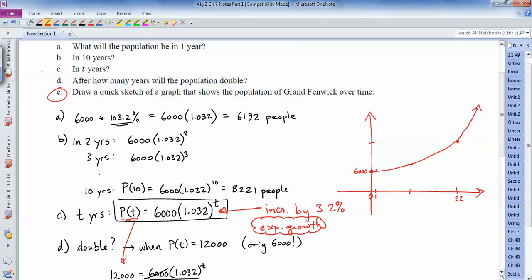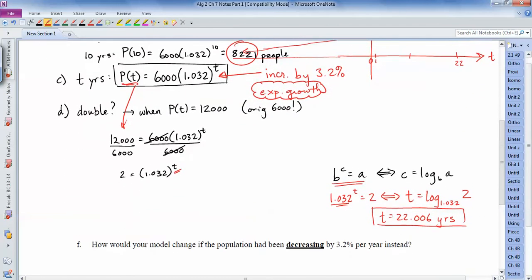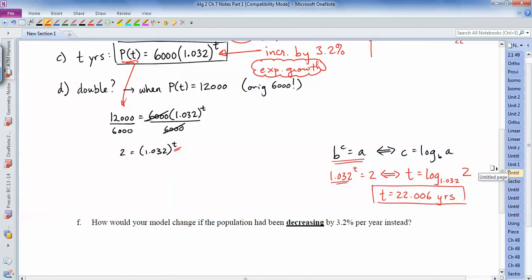And if you think about what would have happened beforehand, well, it kept growing at 3.2%. So if you go backwards in time, the population should get lower and lower and lower. And it's never actually going to reach negative numbers because you can't have negative people. So over on this side, it approaches y equals 0. Or I'll say p equals 0, because it's really population. And so the y-axis is really our p-axis. Okay. Over on this side, it shoots off to infinity, which isn't necessarily realistic, but for this model, for now, it is. Okay. How would the model change if it's been decreasing by 3.2%?